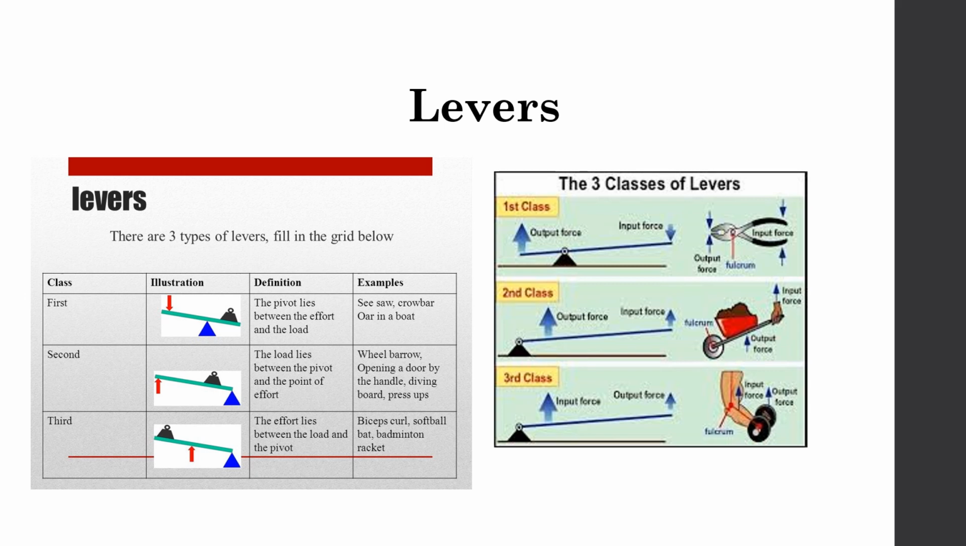That's it. So the most common lever type that we're going to use is the first class of levers. First type, first class, interchangeable ways of describing it, where you have the fulcrum in the middle. You push down on one side, and the other side goes up. Examples of this type of lever would be here. It says a saw, a crowbar, an oar in a boat.